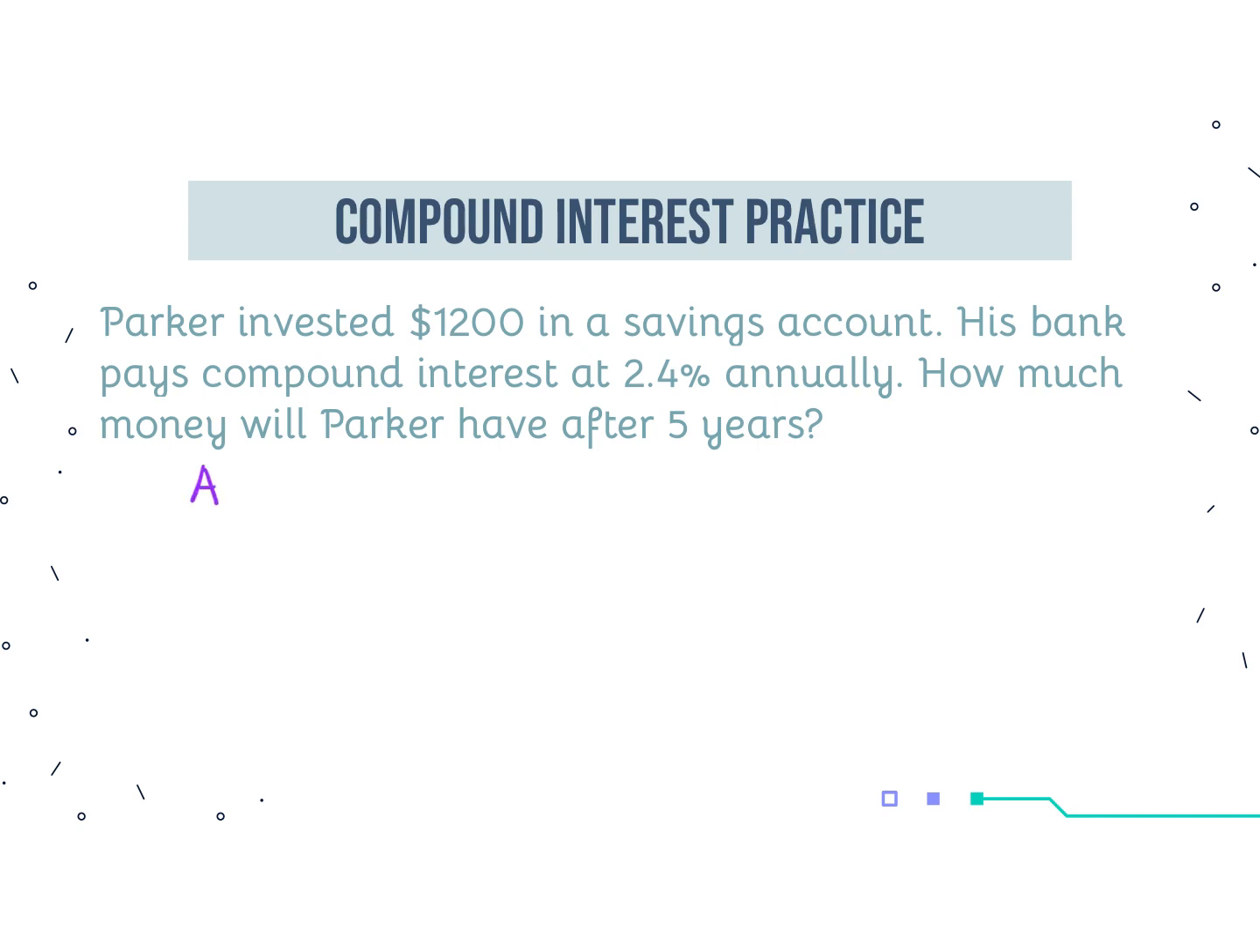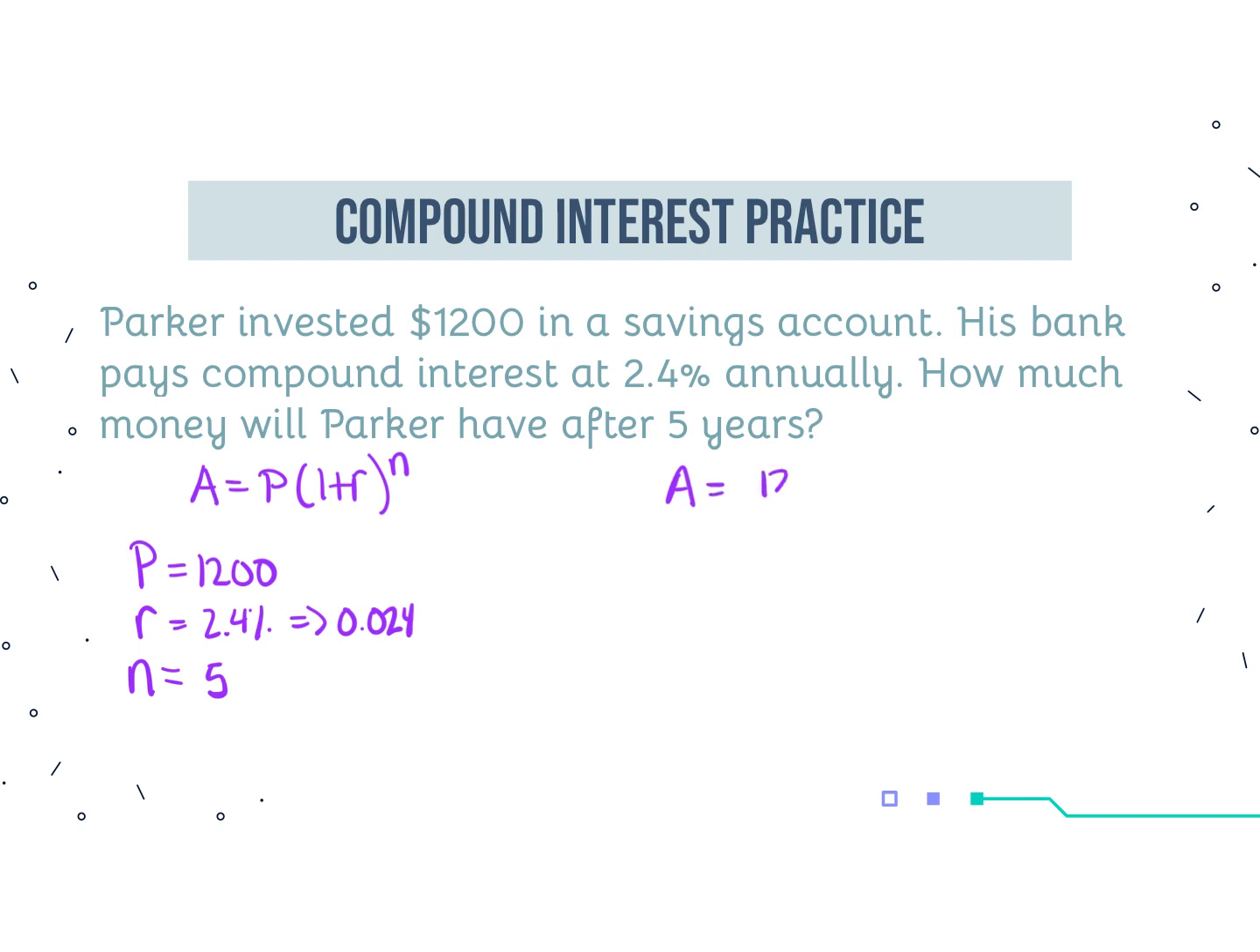So we know that A is going to be equal to the principal times 1 plus the rate to the number of terms. We know that our principal amount is $1,200. We know that our rate is 2.4%, which translates to 0.024. We know that our N, or our time, is going to be 5. So the amount is going to equal $1,200 times 1 plus 0.024 to the power of 5.